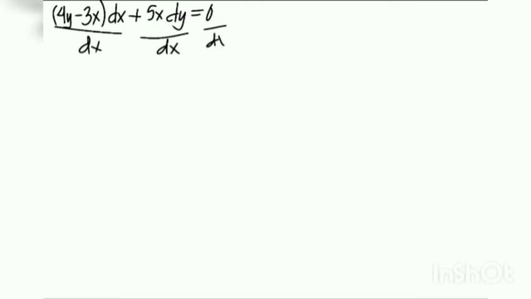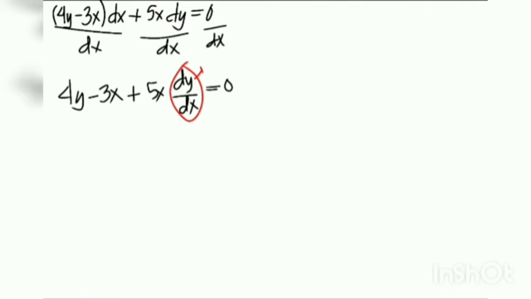And now let us move on to our next example, which has the given quantity of 4y minus 3x dx plus 5x dy equals 0. So we need to have a y prime here, so we have to divide everything by dx, since y prime is also equal to dy over dx. So we simplify this, and that would give us 5x y prime plus 4y equals 3x.